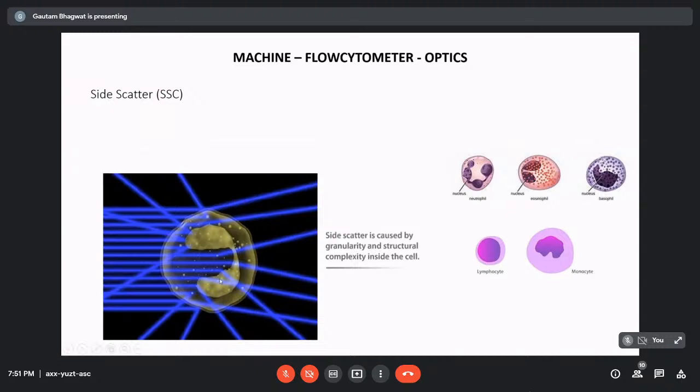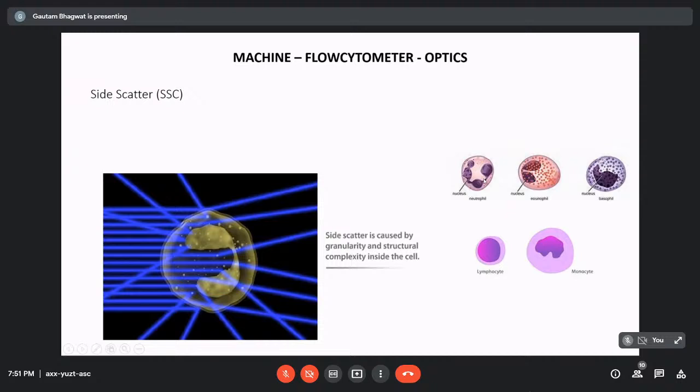Coming on to the second parameter. So this second parameter is the side scatter. Side scatter is based on the cytosol complexity and the granularity of the cell. As you can see here, the eosinophils have the most large granules inside. Basophils, although they have granularity, tend to degranulate, and therefore basophils won't have much of a side scatter. Neutrophils have small fine dust-like granules, as we describe it, and these would have some scatter because of the complexity of the cytoplasm.